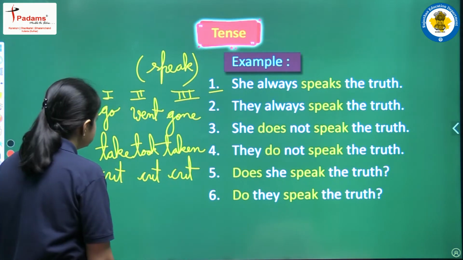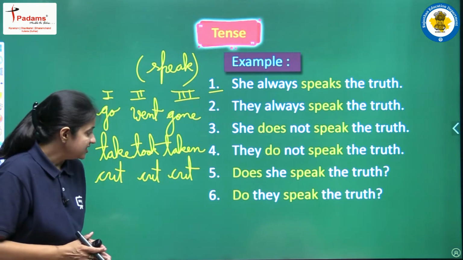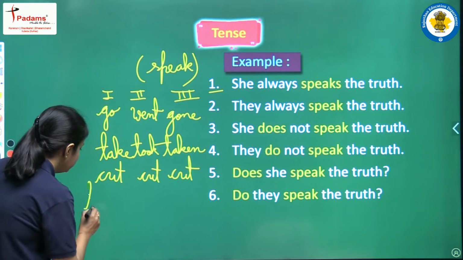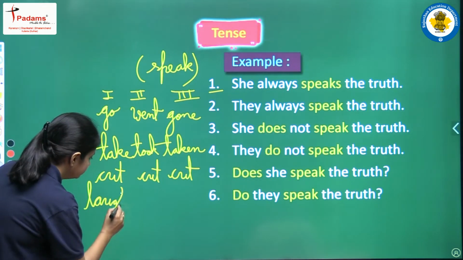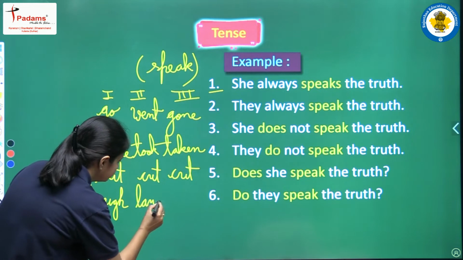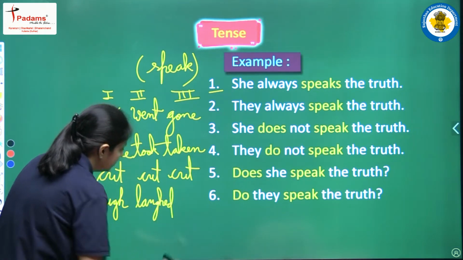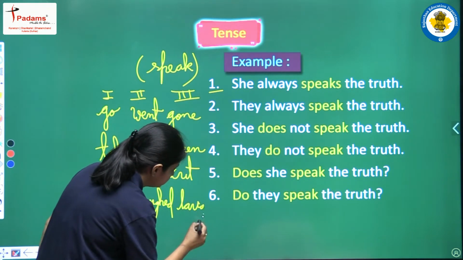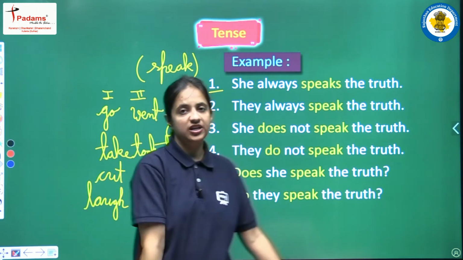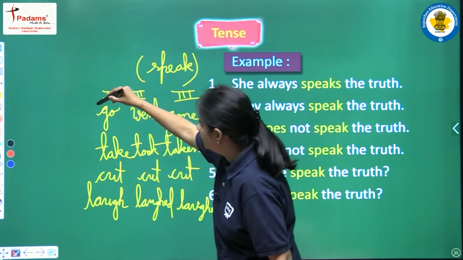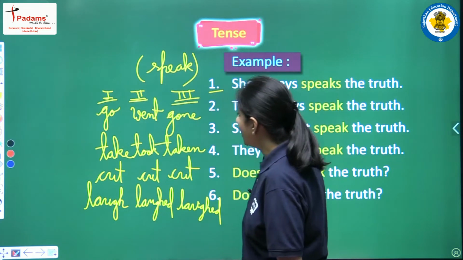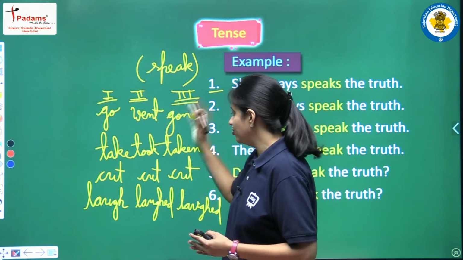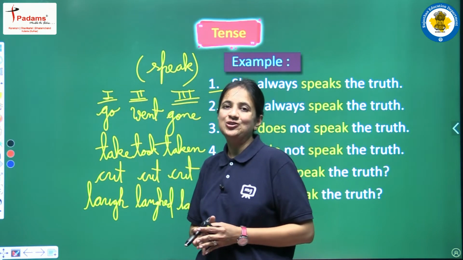And some of the verbs, कुछ ऐसे भी verbs होती हैं जिसमें हम सब ed add करते हैं. Like suppose we are having laugh. Just add ed, laughed, and yes, the third form is also the same, laughed, okay? So let's see, these are the three forms, first form, second form and third form. And yes, you have to be aware about the first form, second form, third form, then only you will be able to write the correct form.